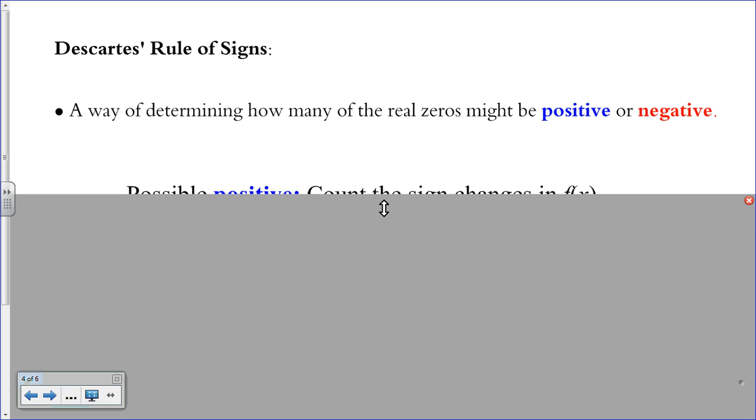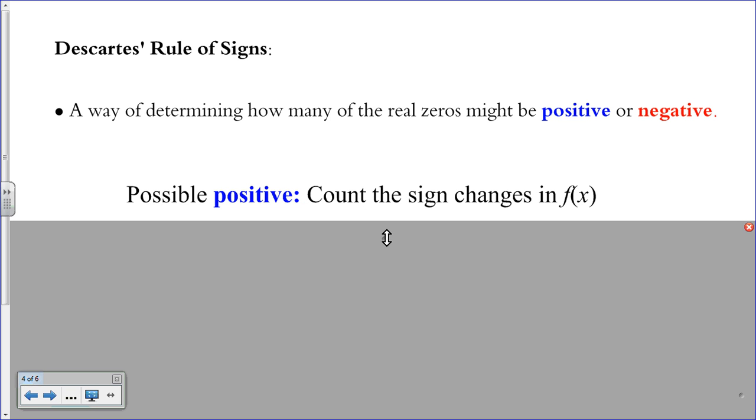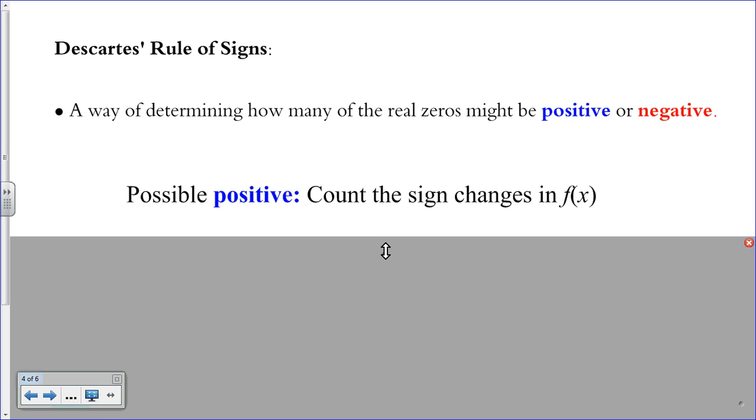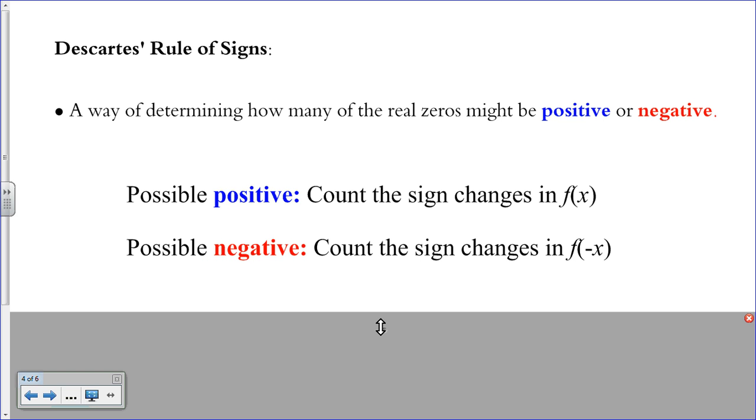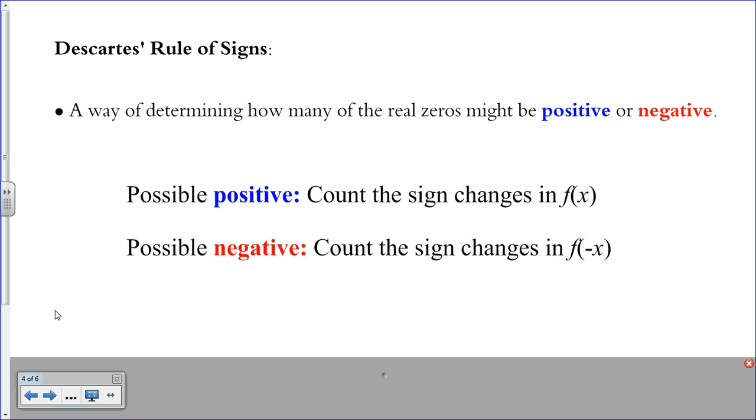How does he do it? So to figure out the possible positive answers, you want to count the sign changes in the function f of x. Sign changes meaning when does the coefficient of the term change from being positive to negative, and negative back to positive, and so on. And we'll look at an example in a minute. To figure out the number of possible negative real solutions, you'd count the sign changes in f of negative x. So the same function with all of the x values changed to negative x, simplify it and then count those sign changes, and that'll help you figure out how many might be negative. So let's look at an example of how this is done.